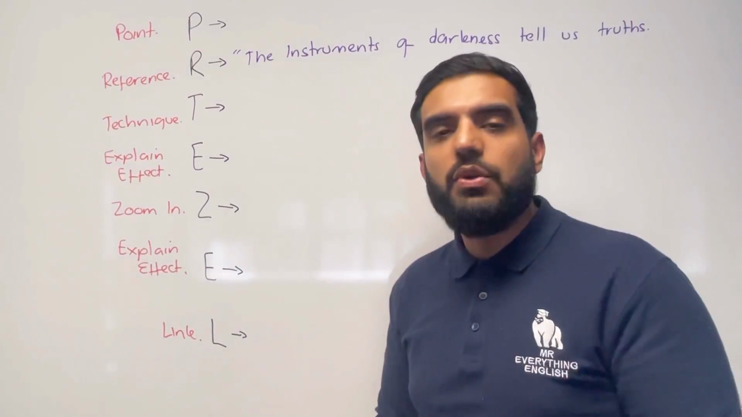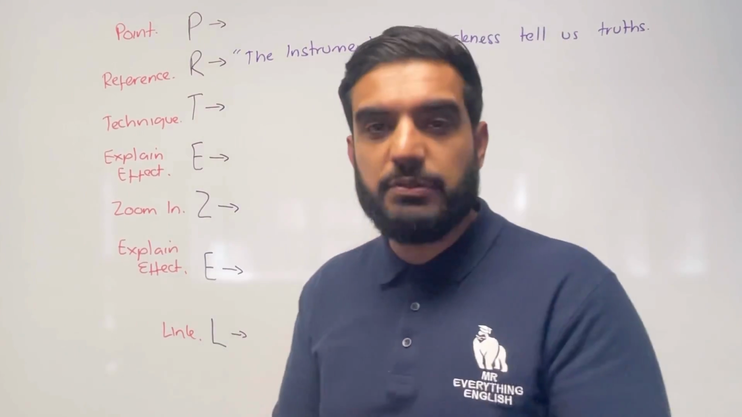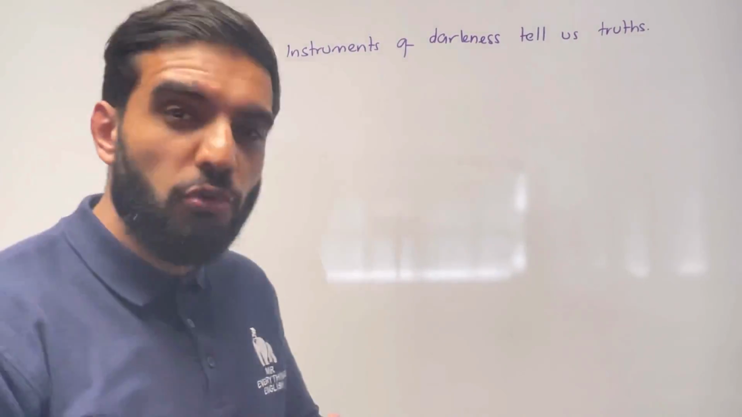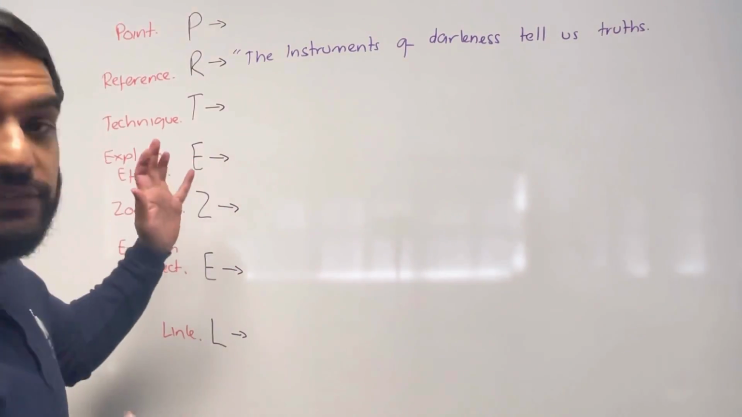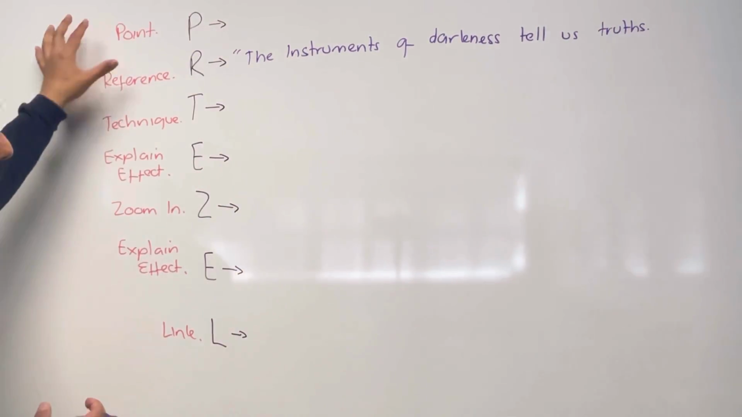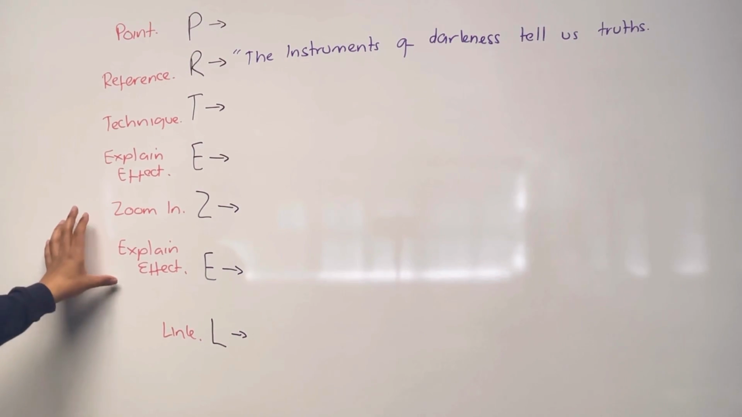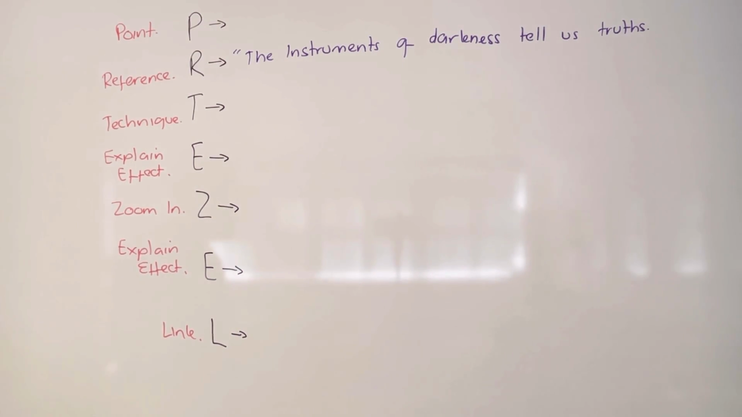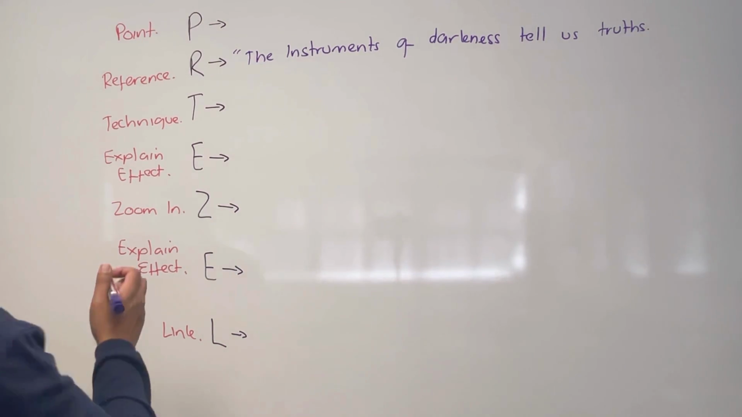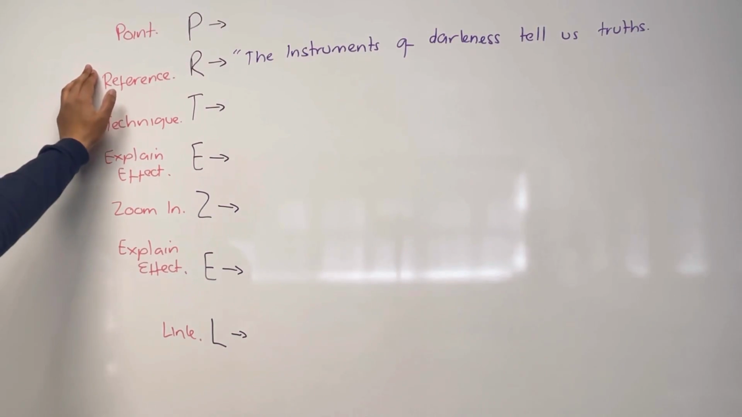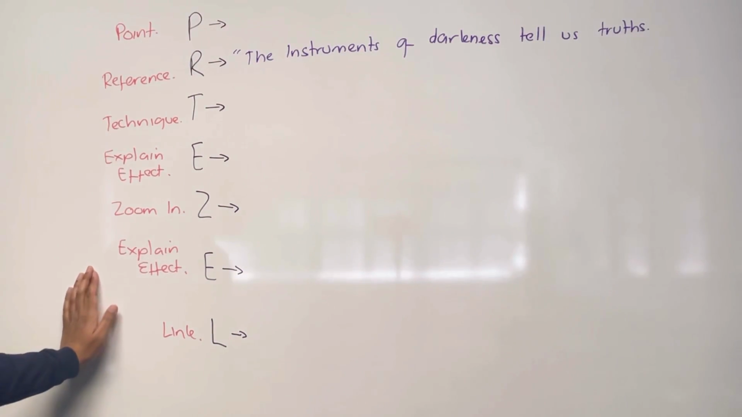Okay, guys, so now it is about planning my first paragraph. My paragraph plan that I've always taught and always used is a pretzel paragraph. Point, reference, technique, explain effect, zoom in, explain effect, and link. That is the structure, guys, that I use for every single piece of writing. Your point and your reference is your AO1. The rest of it is your AO2.